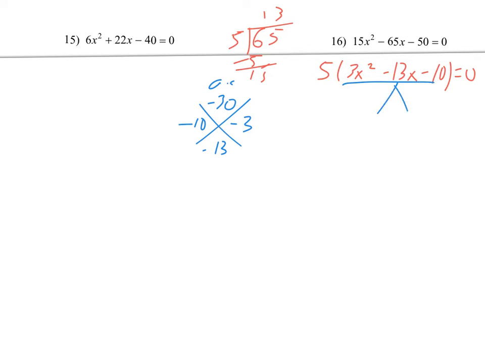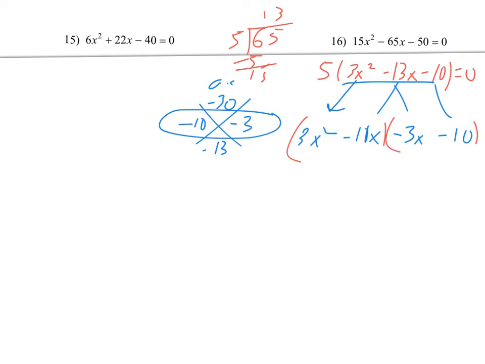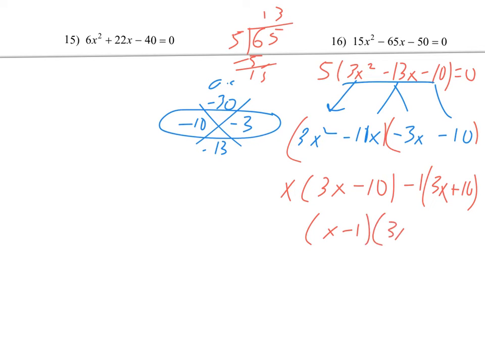However, I do need to use the grouping here since I have this 3x squared out front, so then I'm going to split this up as negative 10x and negative 3x according to this, and then I'm going to move this minus 10 out there. So now I'll do my grouping. So it looks like I can take out an x, which leaves me with 3x minus 10. On this one, I'm going to take out a negative 1, which will turn this into 3x plus 10 as well. So then it turns into x minus 1 times 3x minus 10 is equal to 0.